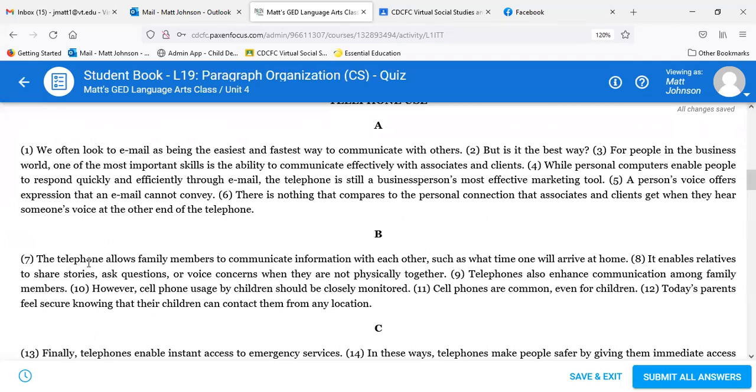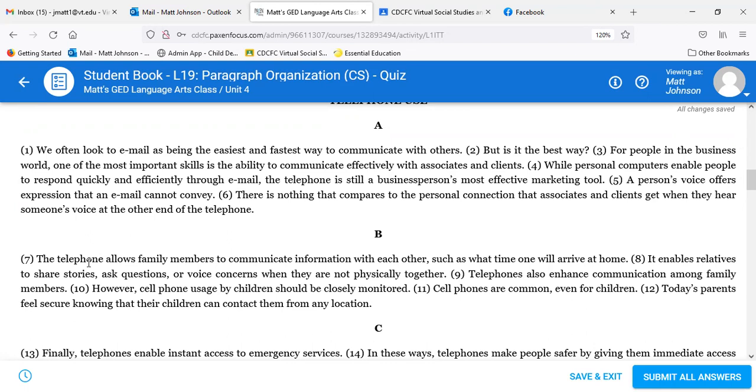So what I'll read then, I'll just pick up at sentence 4. While personal computers enable people to respond quickly and efficiently through email, the telephone is still a business person's most effective marketing tool. Now, sentence 6. There's nothing that compares to the personal connection that associates and clients get when they hear someone's voice at the other end of the telephone. Now, sentence 5, a person's voice offers expression that an email cannot convey.